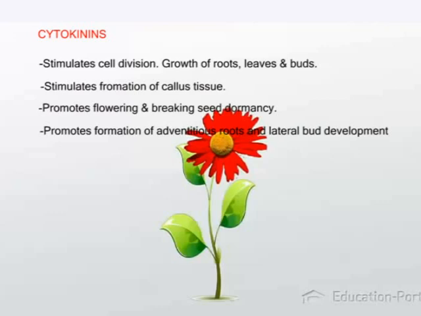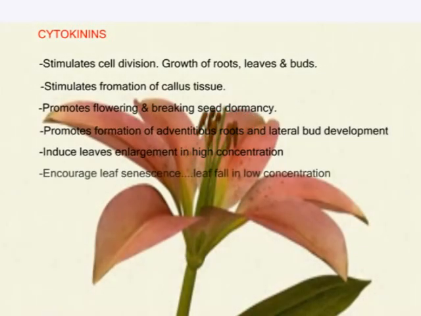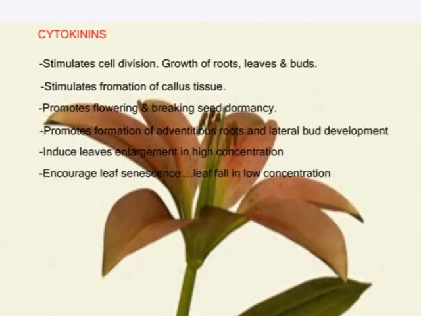When in high concentration, cytokinins induce cell enlargement of leaves, but in low concentration, they encourage leaf senescence and hence leaf fall.